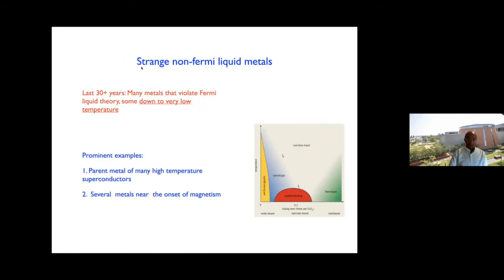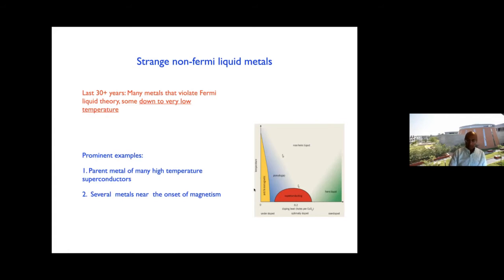Now, in the last 30 years, in condensed matter physics, we've come across a large number of metals that violate Fermi liquid theory, and in some cases down to extremely low temperatures that are much smaller than the microscopic energy scales that characterize these metals. So there are two prominent examples that I'll mention. I won't really talk about experiments in these lectures, but let me just mention that the most prominent example perhaps is the parent metal of many high temperature superconductors. So most of you have probably seen the phase diagram of the copper-based high temperature superconductors.